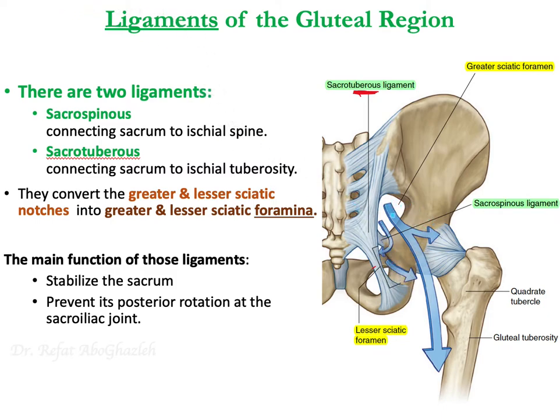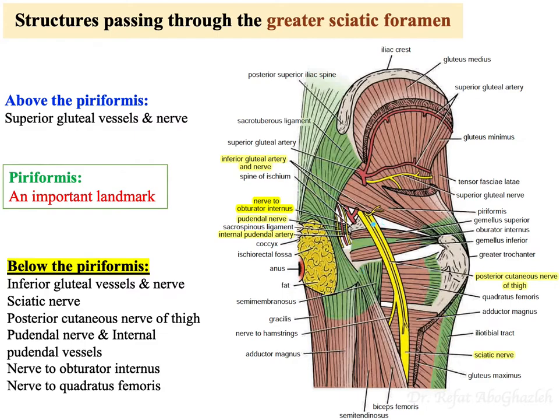So this arrow comes from the greater sciatic foramen out. That means there are a couple of structures moving out here, and there is another, smaller arrow here that shows a couple of structures come from the greater sciatic notch and are inserted back into the lesser one. What I'm going to say about the structures passing through the greater and lesser sciatic foramina is very important, especially in exams and clinically as well.